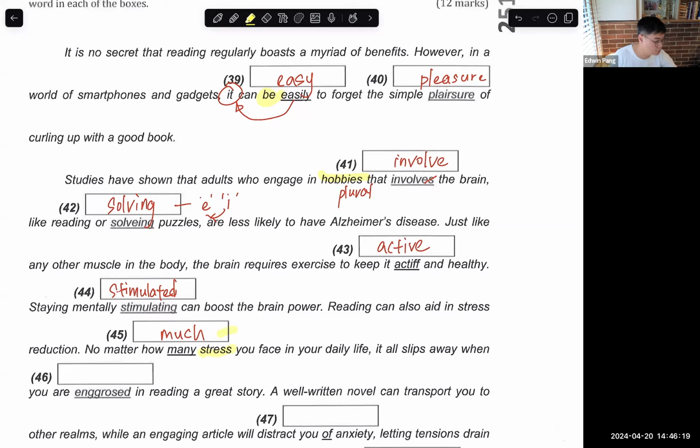You can't count stress. So you need to use a quantifier that is uncountable. So this is a UC or uncountable quantifier. Countable would be many, a few, some. Okay, next.